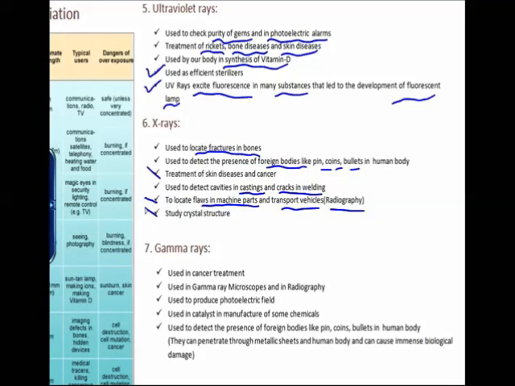Gamma rays are basically used in cancer treatment. They are used in gamma ray microscopes and also in radiography. They are used to produce a photoelectric field. They are used as a catalyst in the manufacture of some chemicals. They can penetrate through metallic sheets and the human body and can cause immense biological damage. So these are some of the uses of the electromagnetic radiations.